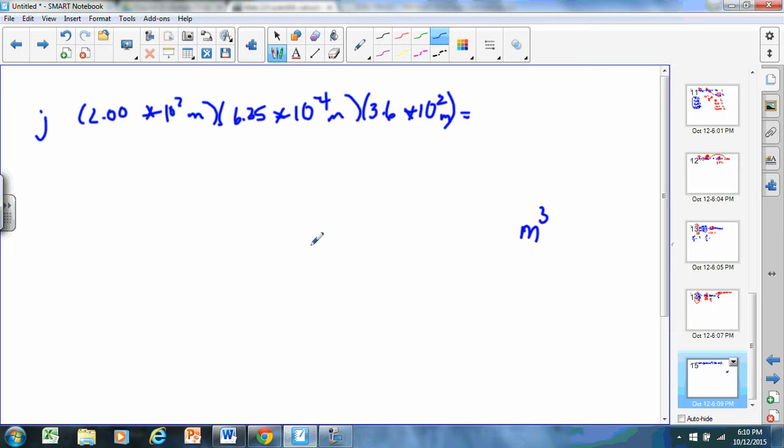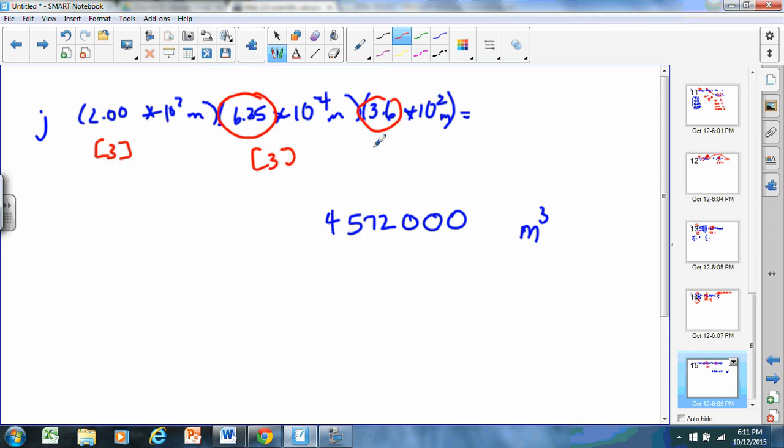That's a good thing. This is 4,572,000. Now we're multiplying. This has 3. Remember when a number's in scientific notation, you only look at this? This has 3. This has 2. We only get 2. What's touching the box is good.